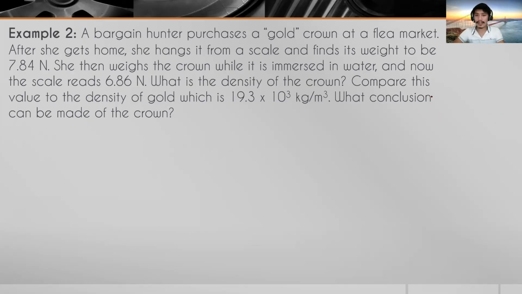A bargain hunter purchases a gold crown at a flea market. After she gets home, she hangs it from a scale and finds its weight to be 7.94 Newton. She then weighs the crown while it is immersed in water, and now the scale reads 6.86 Newton. What is the density of the crown? Compare this value to the density of gold, which is 19.3 times 10 to the power of 3 kilogram per cubic meter. What conclusion can be made of the crown?